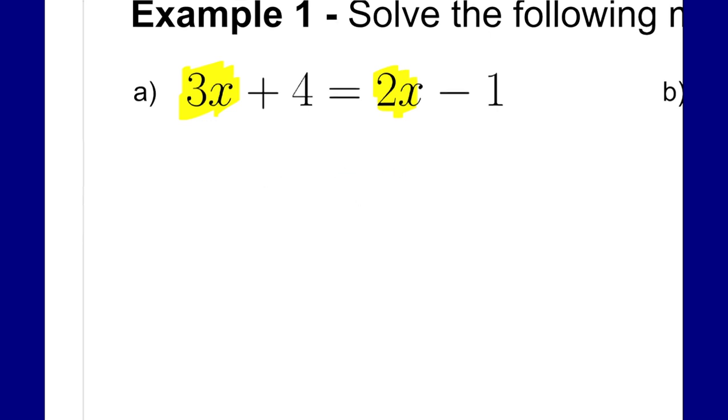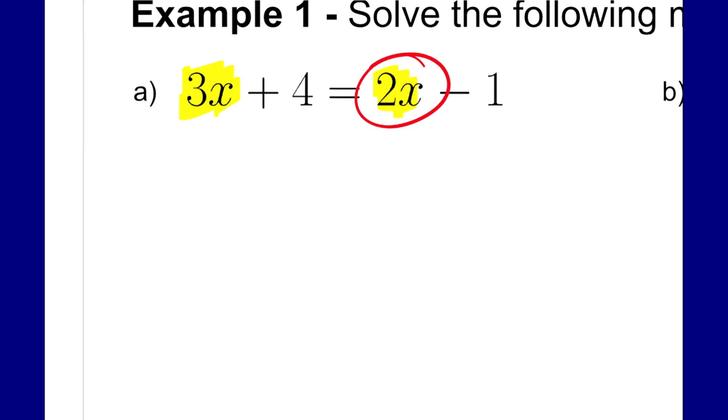In these cases, when we're trying to cancel them out on one side, my suggestion would be always move or get rid of the smaller term. So in this case, between the 3x and the 2x, I'm going to choose to cancel out the 2x because it's the smaller term. It's the smaller number.